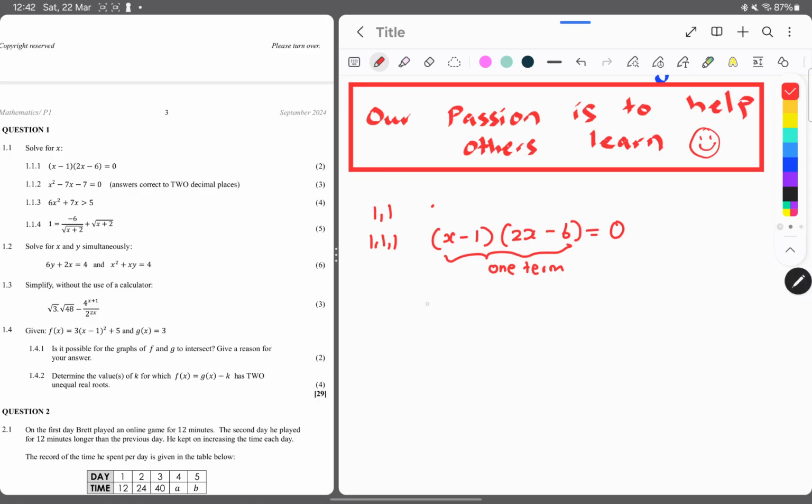And what we would do first, we would say x minus 1 equals 0, or 2x minus 6 equals 0. And here we will have x equals 1. It will have 2x equals 6, as we know that every time a number crosses the equal sign, its sign changes. Then for this one, we'll divide by 2 both sides, and we'll get x equals 3. Those are our two solutions.